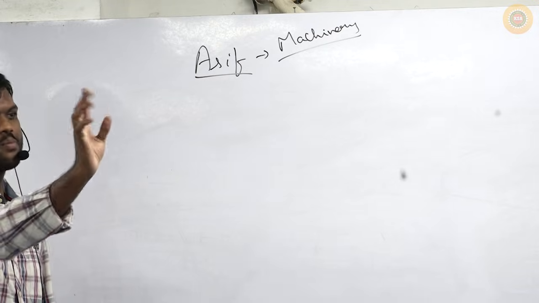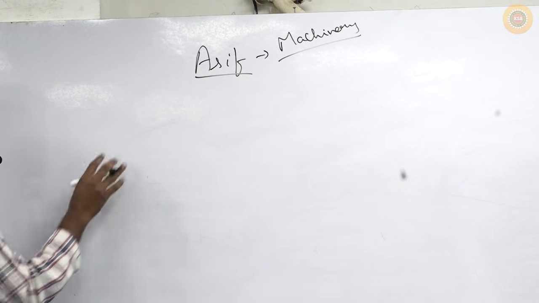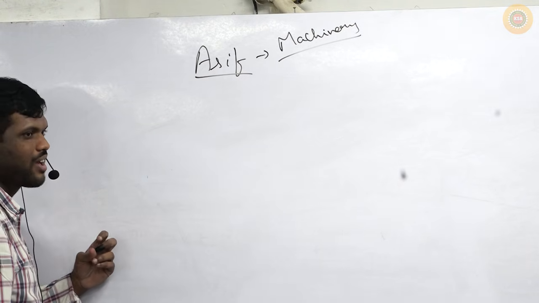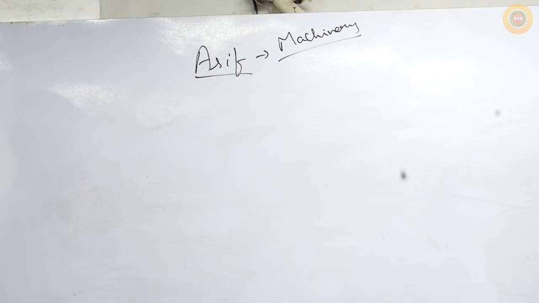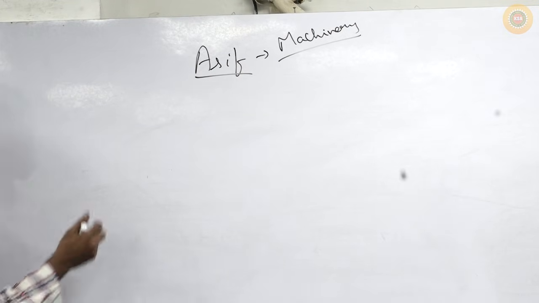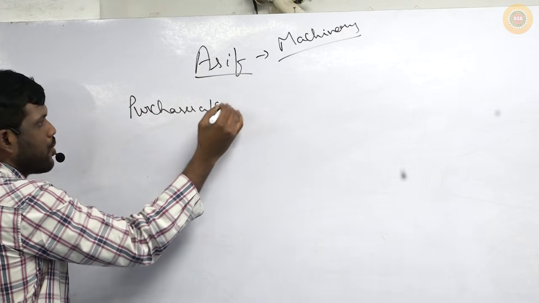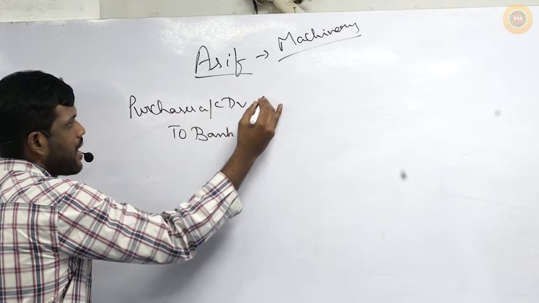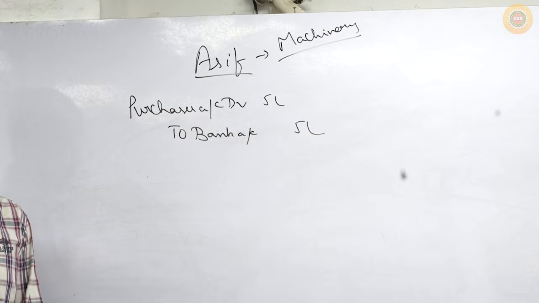Assume Asif has purchased today one machinery for 5 lakhs. What entry will he pass? Machinery account debit and what? Purchases account. When you purchase goods, you have to debit purchases account. So Asif will pass the entry purchases account debit to bank account 5 lakhs. He purchased this machinery. He wants to sell that machinery.